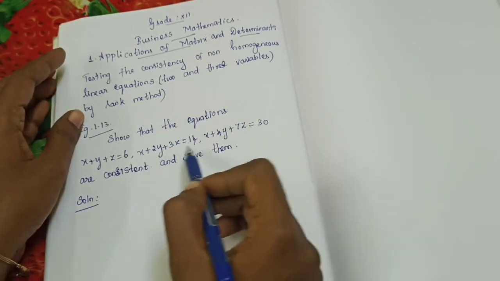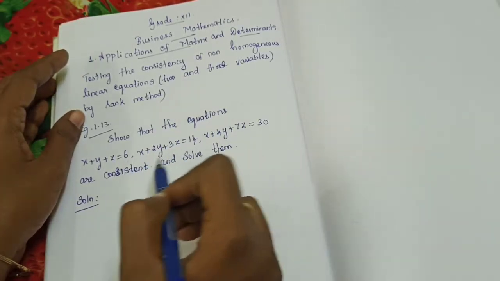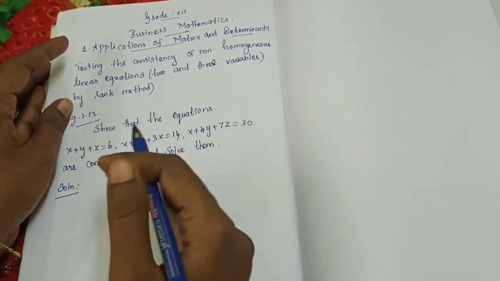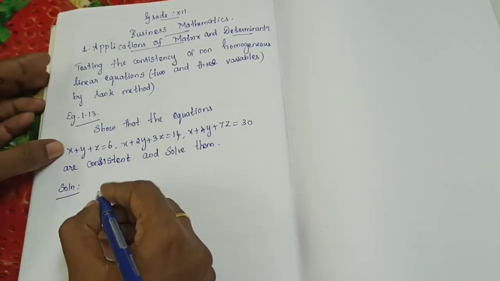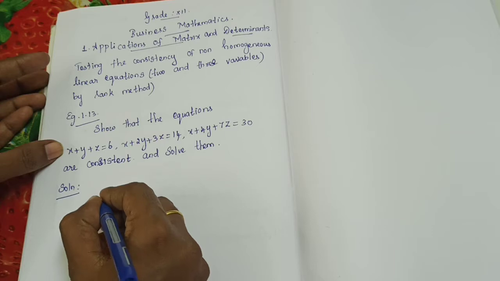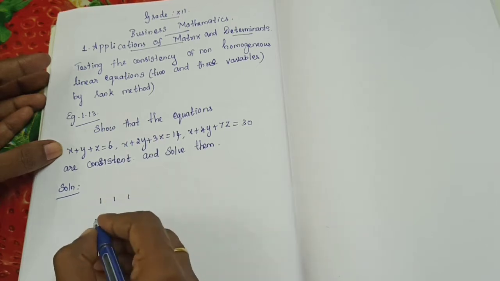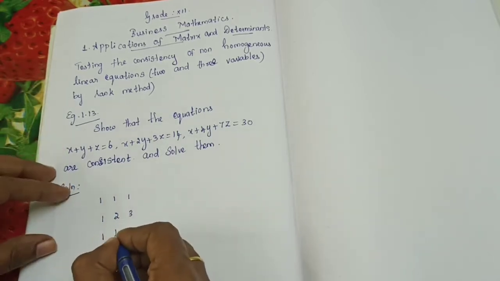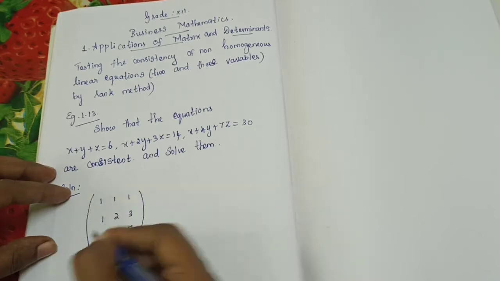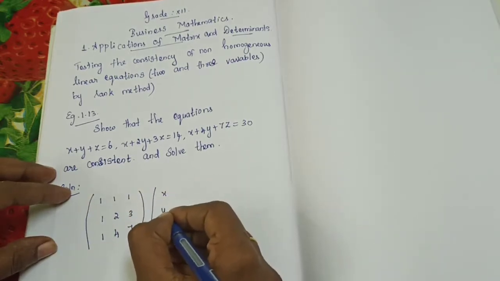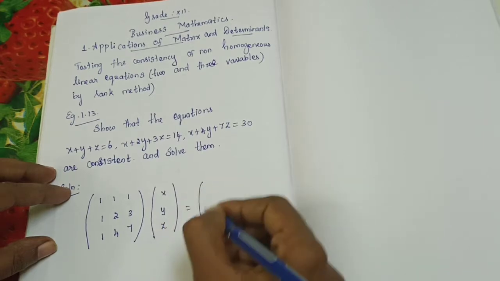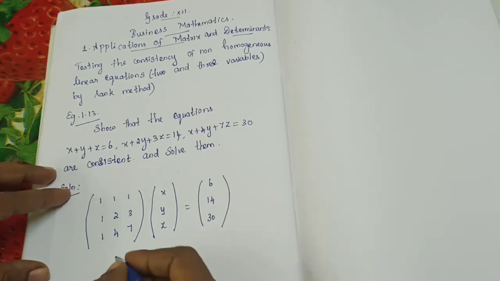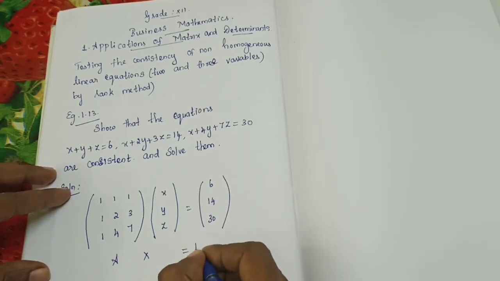First we are going to write these equations in the form AX equals B. It's not new; you learned it last year, and I explained it in the last class also. So we write it as AX equals B: 1, 1, 1; next 1, 2, 3; next 1, 4, 7. This is A. Then X, Y, Z equals B, that is 6, 14, 30. Now it is in the form AX equals B.